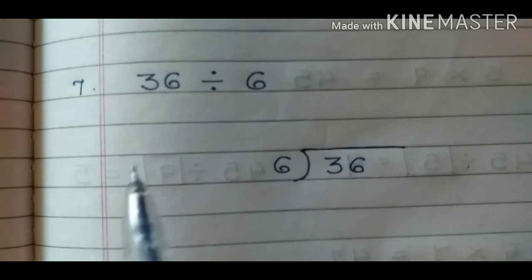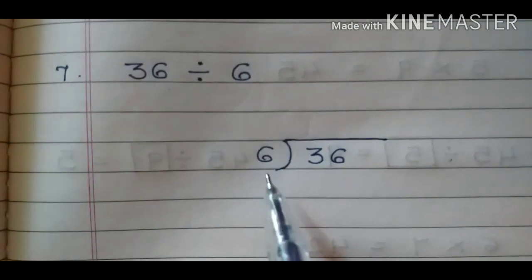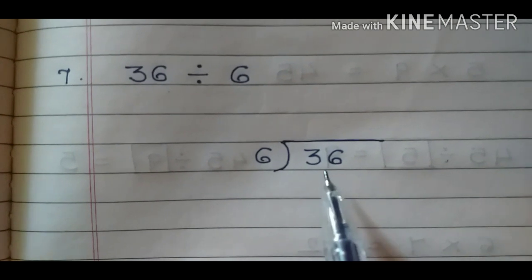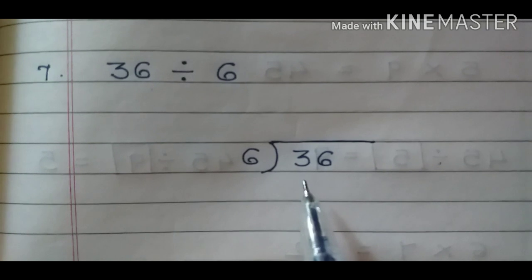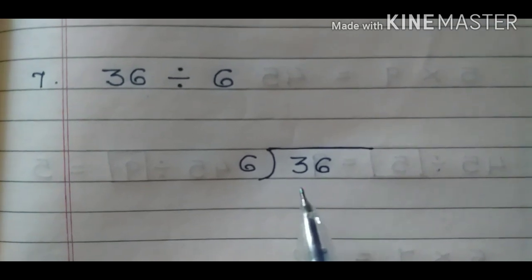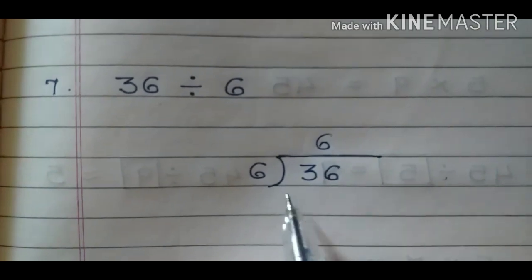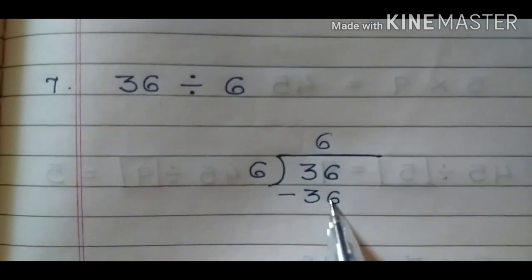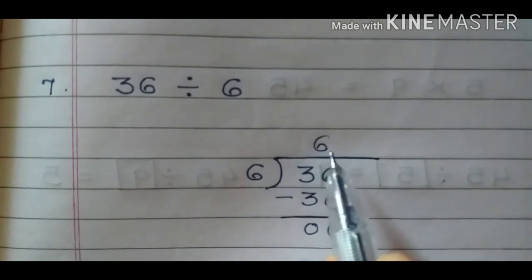The seventh sum is 36 divided by 6. See the table of 6 up to 36. 6 ones are 6, 6 twos are 12, 6 threes are 18, 6 fours are 24, 6 fives are 30 and 6 sixes are 36. 6 sixes are 36 and 36 minus 36 is 0 and the answer is 6.